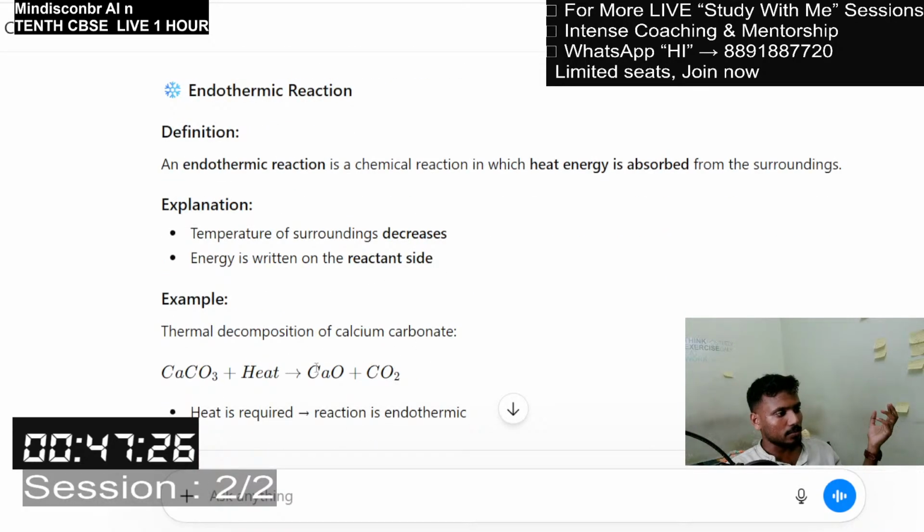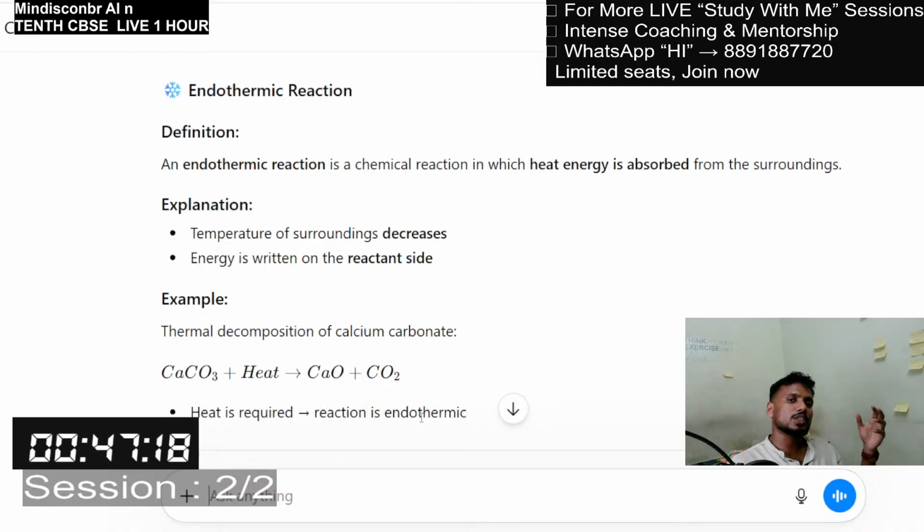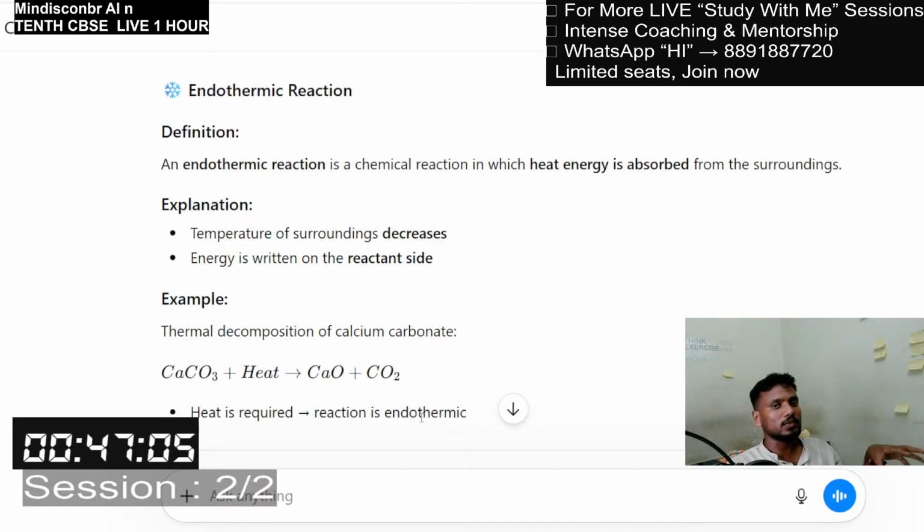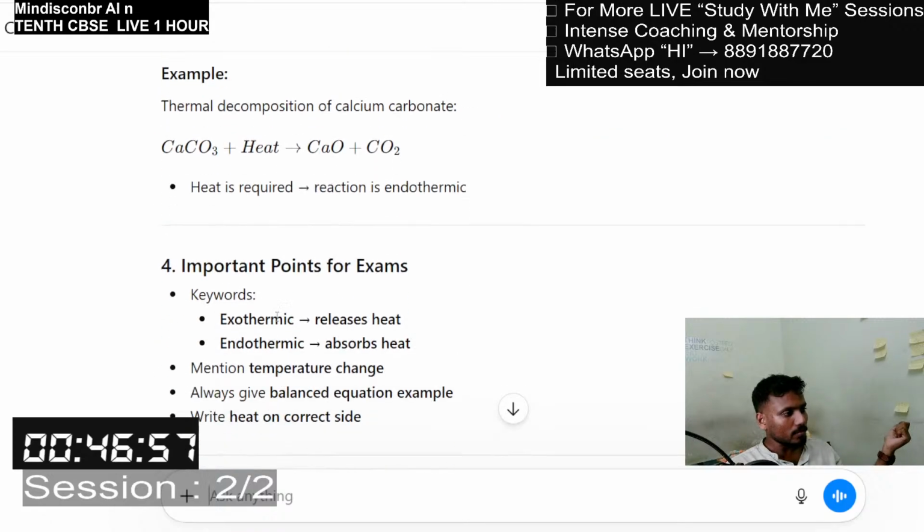Thermal decomposition of calcium carbonate: CaCO3 plus heat gives CaO plus CO2. Heat is required, reaction is endothermic. Most decomposition reactions are endothermic because for decomposition to occur an amount of energy is required, maybe in the form of heat or maybe in the form of light. That's why we have studied thermal decomposition reactions and also photochemical decomposition reactions. The example is calcium carbonate decomposing to calcium oxide and carbon dioxide. Heat is required and the reaction is endothermic.